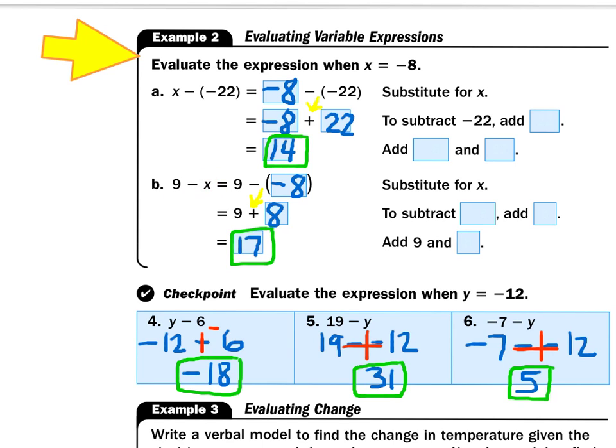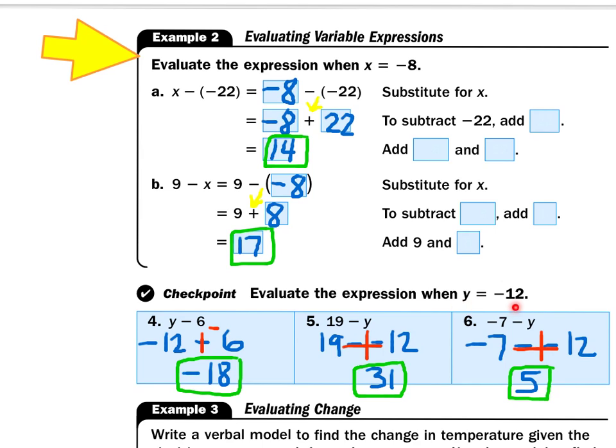Take a look at B, 9 minus x. We'll replace that x with a negative 8, so it's 9 minus negative 8. Those two negatives are going to morph together to be a big giant plus sign, so 9 plus 8 gives us 17.